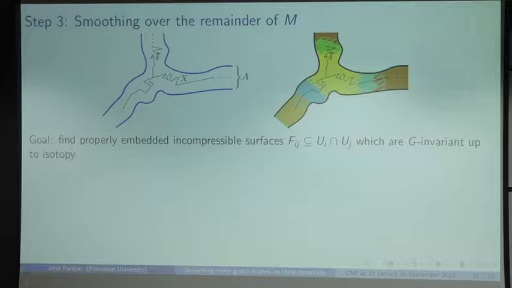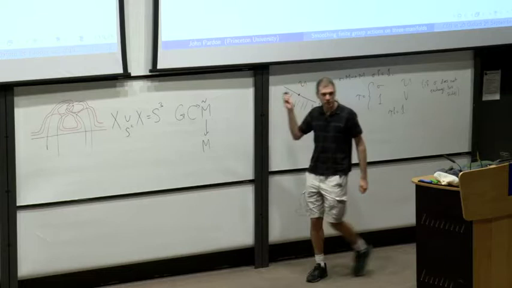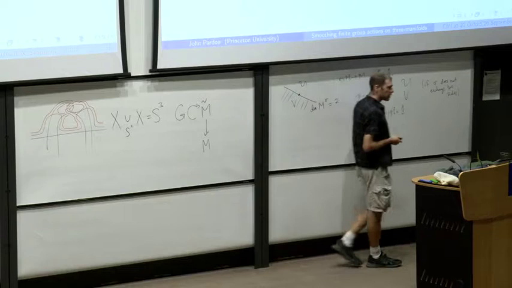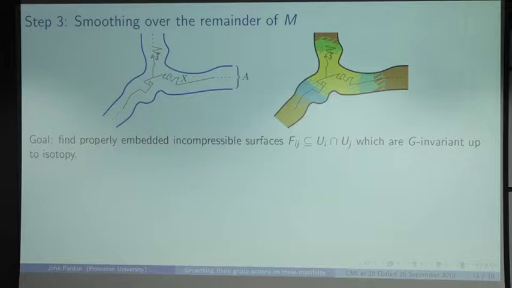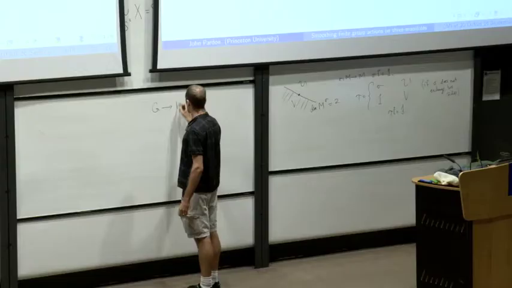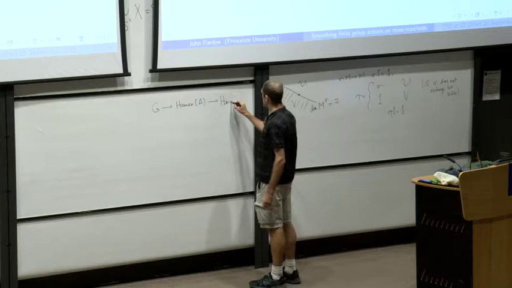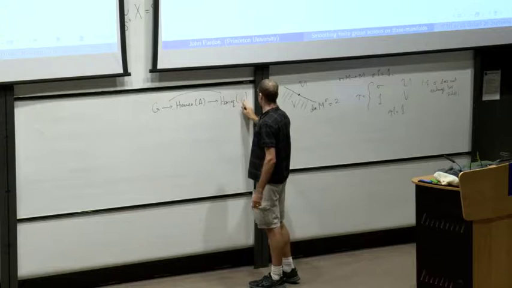Now let me say a little bit about why we need to do this. Why do we need to cut up A? Why don't we just approximate the group action on A directly? What's happening here is that on each of the pieces, or on A itself, we have an action by homeomorphisms. We're just going to forget that it's an action by homeomorphisms and regard it as an action by homotopy equivalences. So we have our action map from G to homeomorphisms of A, and we just compose and care only about homotopy equivalences.